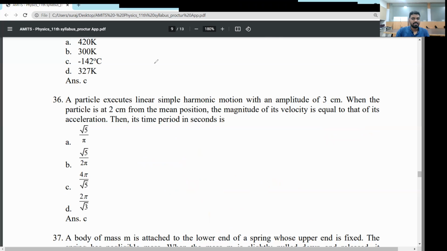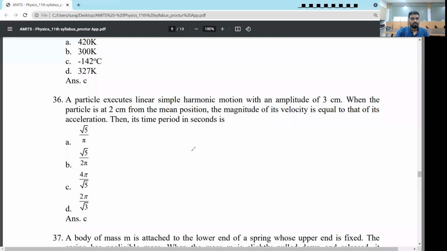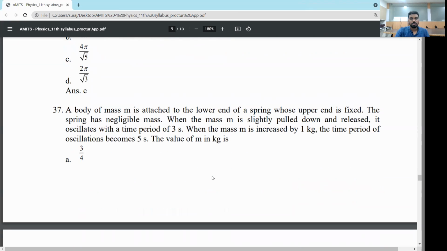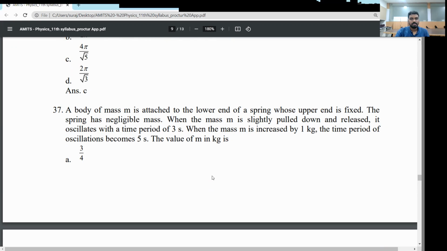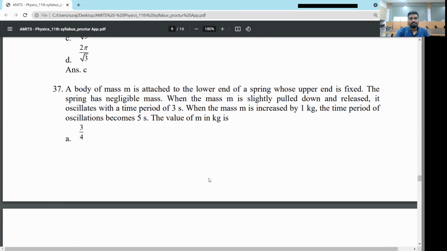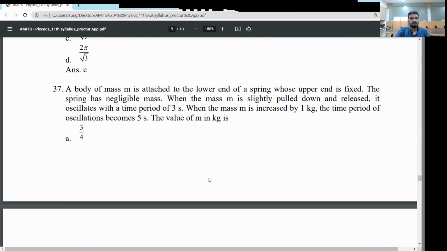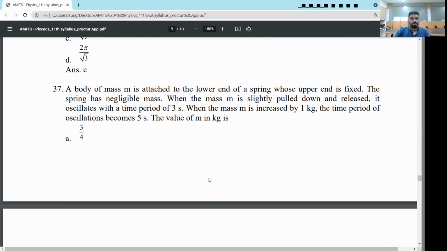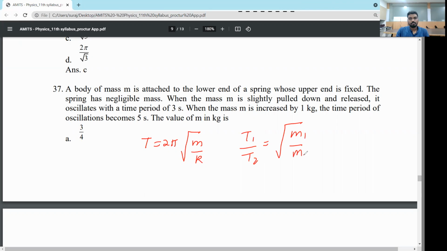Now next, question number 37. A body of mass m is attached to the lower end of a spring whose upper end is fixed. The spring is of negligible mass. When the mass m is slightly pulled down and released, it oscillates with time period 3. When the mass is increased by 1 kg, the time period is 5. The value of m in kg is? Yeah, what is the formula for the time period of oscillation? 2 pi root over m by k. The spring I am not changing, right? So T1 by T2 equals root over m1 by m2.